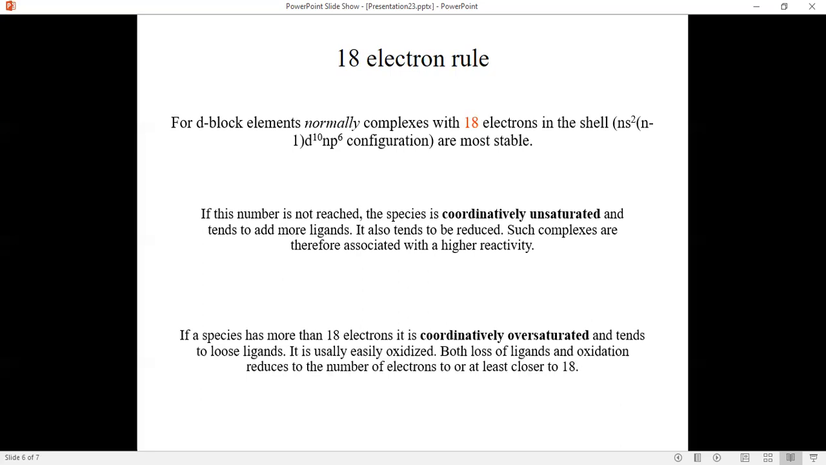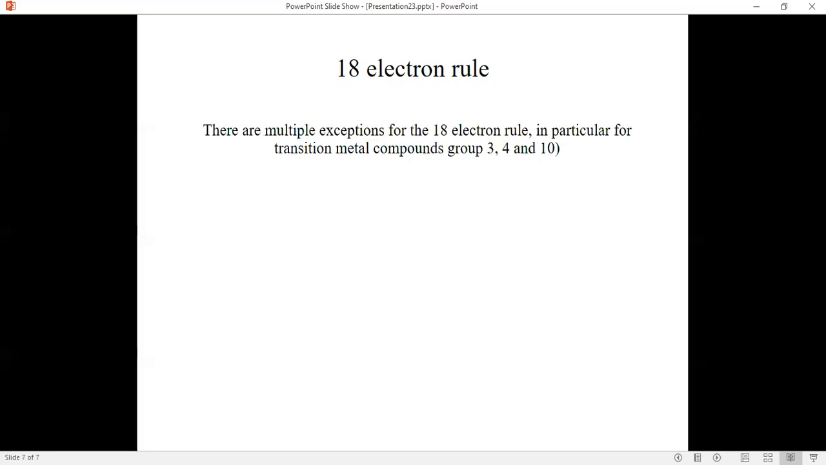And when these exceptions occur, we can, at least in some cases, rationalize why they occur. They are particularly common for group 3, group 4, and group 10 metals. So for instance, this titanium complex here does not have 18 electrons.